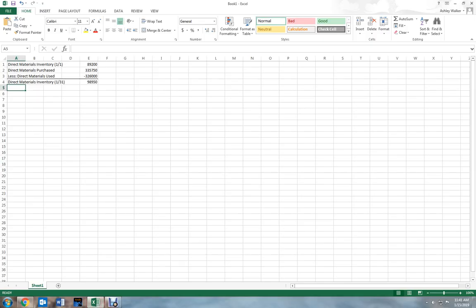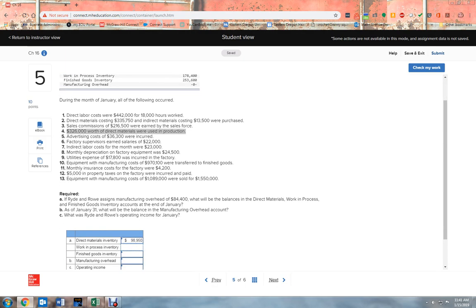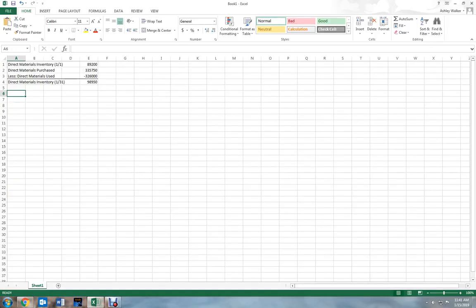So this is how I recommend you go through these problems. I think it's much easier to work it out first and then go back into Connect and put the amount in. That way you see what you did. It's like showing your work. If you need to go back and correct something, it's a whole lot easier if you've put your work down and you don't have to try and remember how you got to that number.